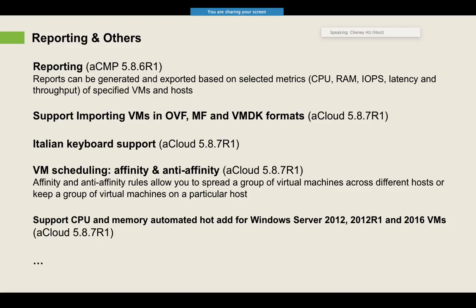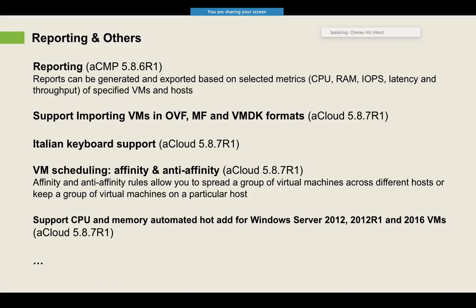And this is actually the technology that underpins our stretch cluster and our Oracle RAC support in the aCloud environment. And we can also support the last feature that is listed here, CPU and memory automated hot add for Windows Server 2012, 2012 R2 and 2016 VMs. This is like a catch up. This is something that we need to do to keep up with the latest versions of operating systems.